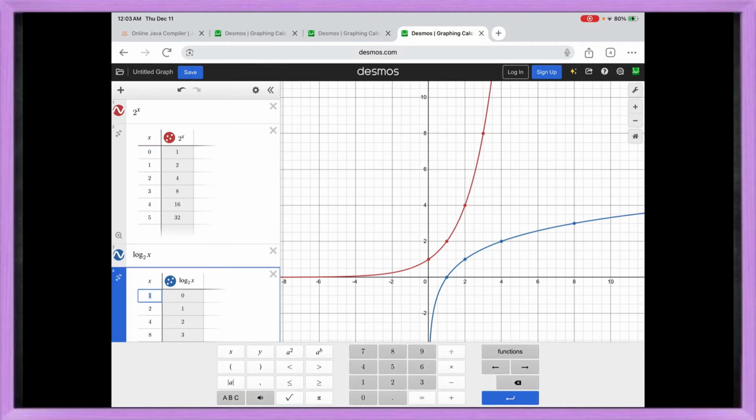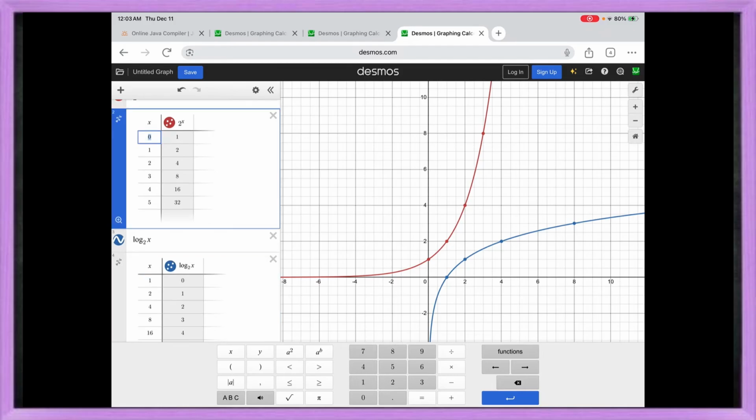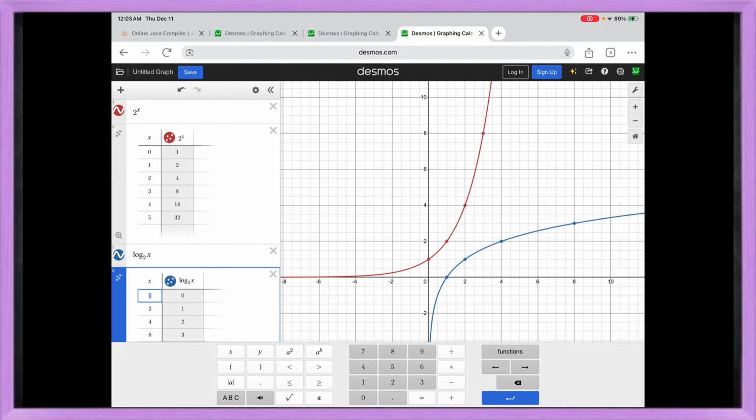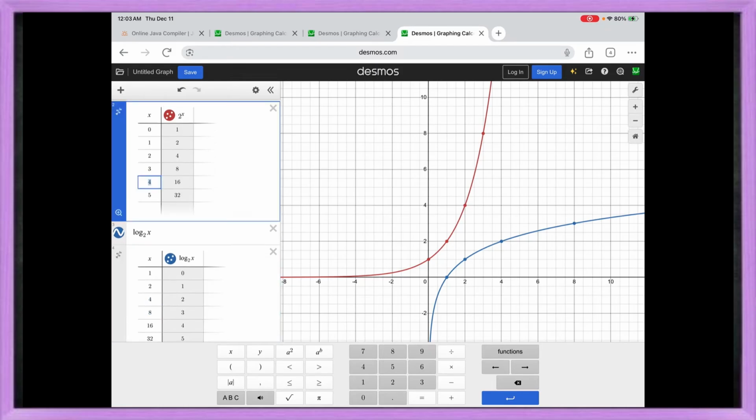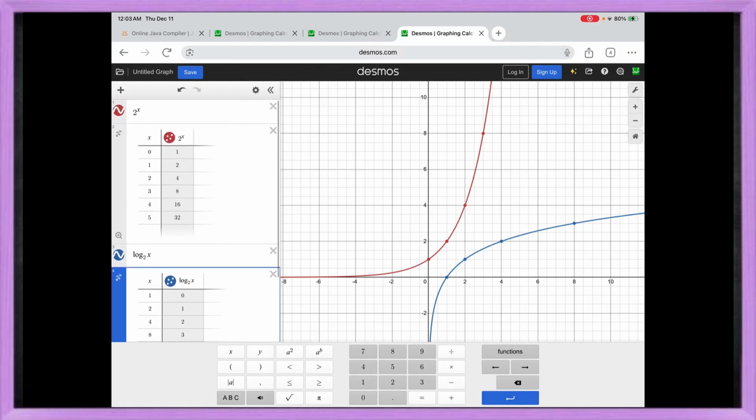You might notice our inputs and our outputs are swapped. 0 is corresponding to 1, and over here, 1 is corresponding to 0. 1 corresponds to 2, 2 corresponds to 1. 2 and 4, 4 and 2. 3 and 8, 8 and 3. 4 and 16, 16 and 4. 5 and 32, 32 and 5. The reason we call it the logarithm, instead of just making up some name for the inverse of an exponential equation, is because of the history behind it.